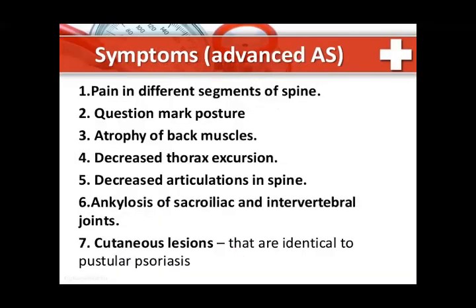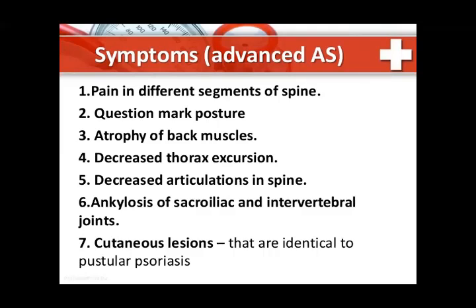Other features: the patient will have pain in different segments of the spine. They may have an abnormality like a question mark posture. This is a very typical feature of ankylosing spondylitis, with increased prominence of the thoracic spine, outward and inward protrusion of the lumbar spine, and associated atrophy of the back muscles, decreased thoracic excursion, and the patient will have decreased expansion of the lungs, which may lead to respiratory distress. These are the patients who have biapical involvement of the lungs. Because of the costovertebral joint involvement as an inflammatory process, these patients can have chest pain and limitation of thoracic movement, leading to respiratory distress.